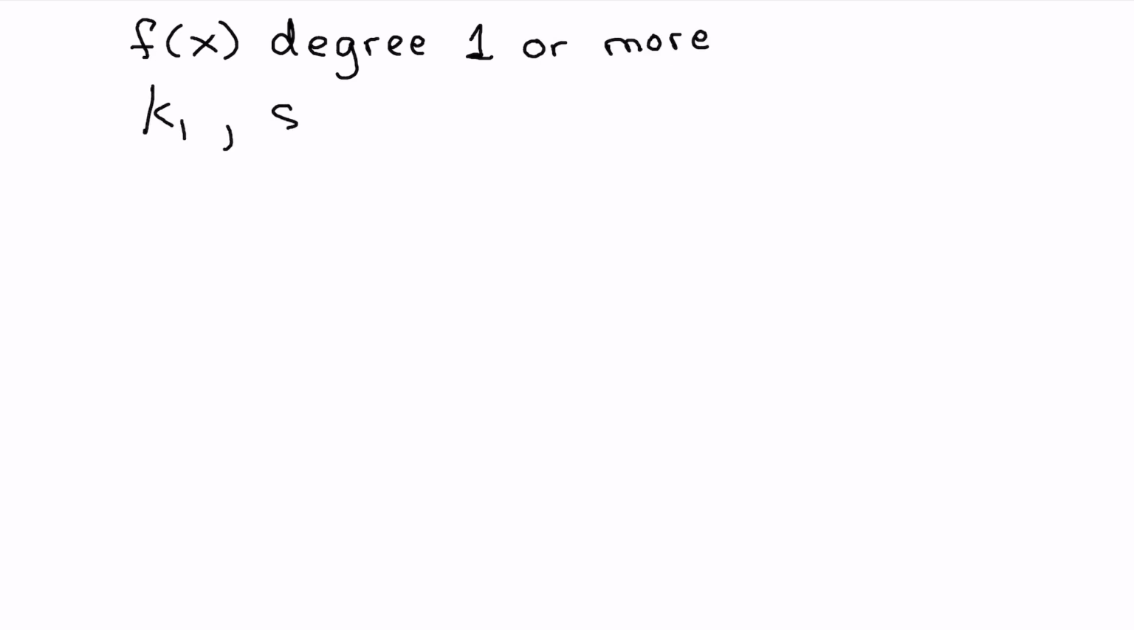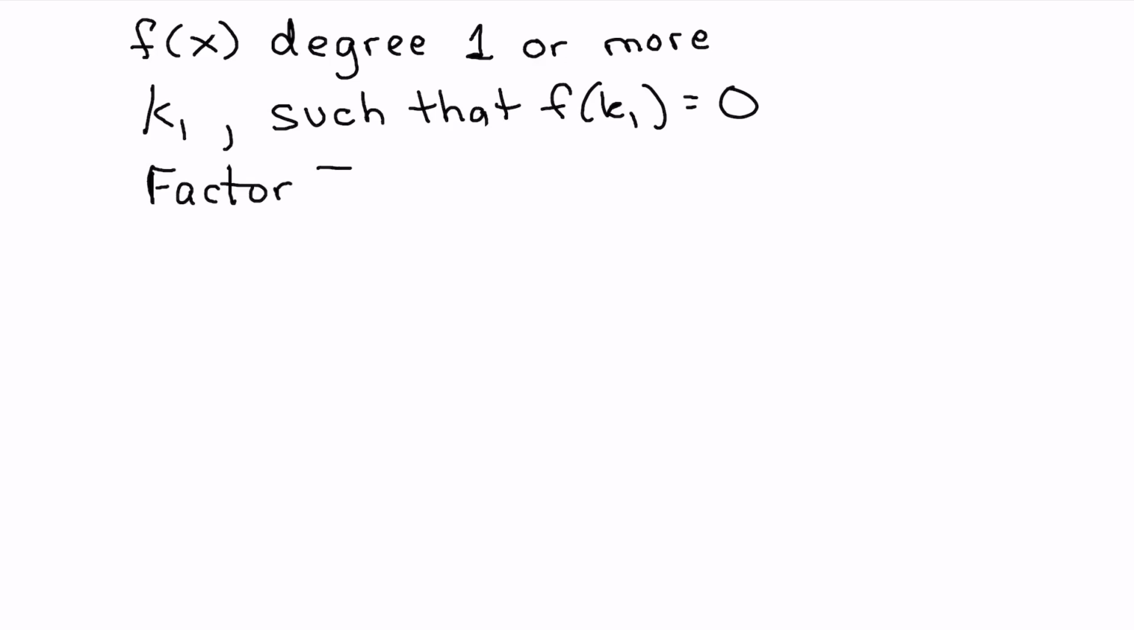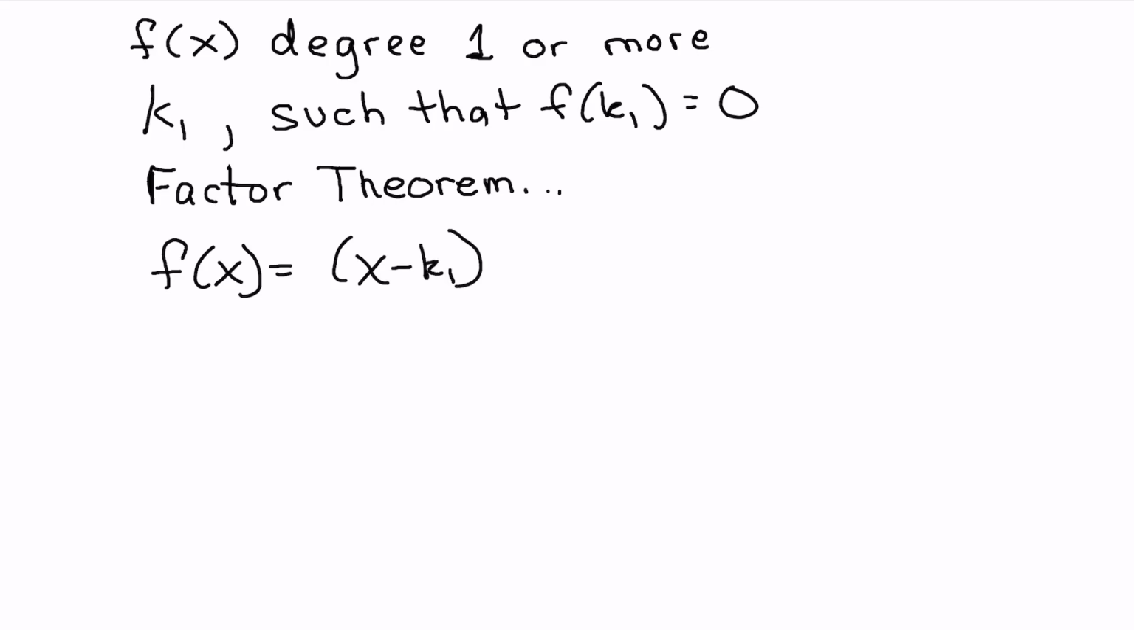Okay, so just a quick rundown on the mathiness of this. Let's say you have an f of x that is degree 1 or more. Then there's some k sub 1 such that evaluating the function at k sub 1 gives you 0. In other words, k sub 1 is a zero of the function. So by the factor theorem that we've covered in a previous video, you can factor your function into x minus k sub 1 times q sub 1 of x, which is some polynomial.